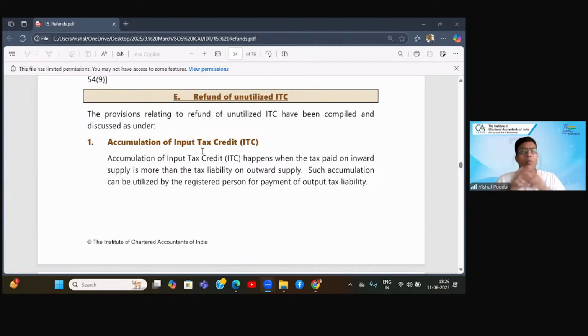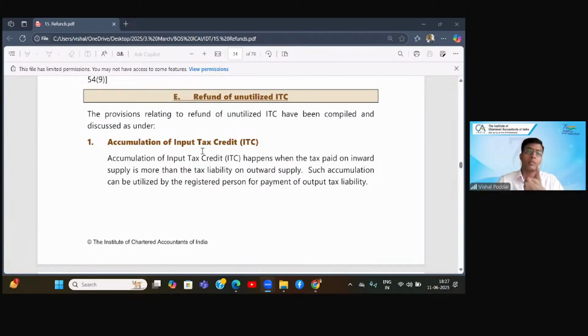However, when you want to claim refund of tax which you had paid on your inward supplies, what you have paid on your inward supply is today lying with you under the category of input tax credit. So in other words, you want to claim the refund of your accumulated input tax credit. Now when will this happen?